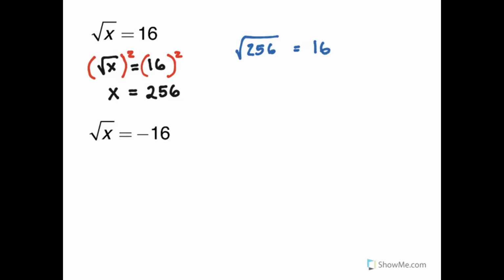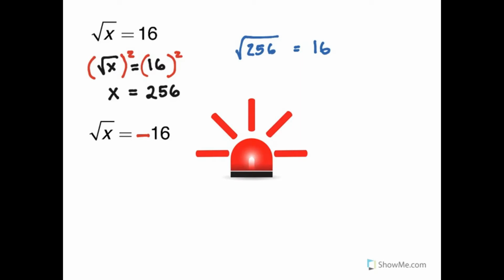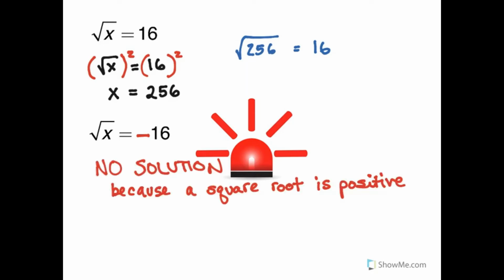But what about this same situation but negative 16? You know, the square root sign indicates the principal or positive root. And so anything in a square root can't be equal to a negative. If you see a square root equal to a negative, you can know right away there is no solution because the square root is positive.